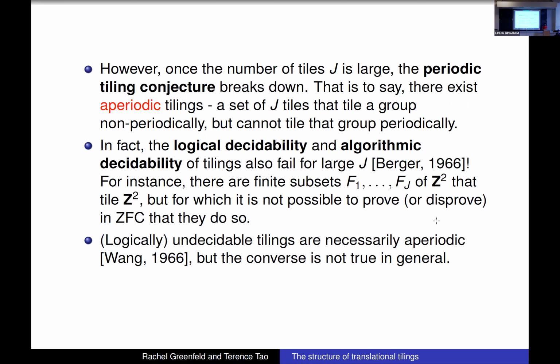All right, so there are tilings that are undecidable and there are tilings that are aperiodic. The relationship between the two is that if you're undecidable, you are necessarily aperiodic, but you can be aperiodic without being undecidable. Undecidability is a stronger statement.